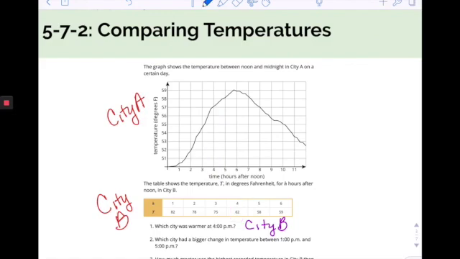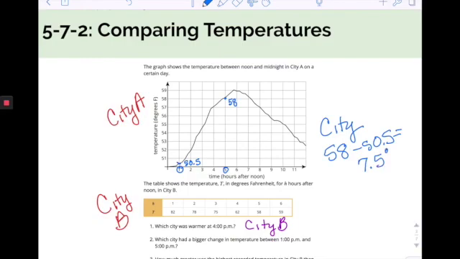Which city had a bigger change in temperature between 1 p.m. and 5 p.m.? So here's 1 p.m., here's 5 p.m. Here we're at about 50.5. Here we're about 58. So for city A, the change was 58 minus 50.5, which is about 7.5 degrees.